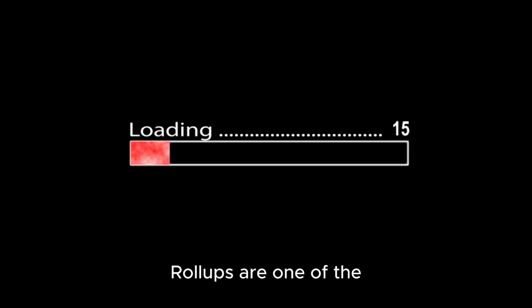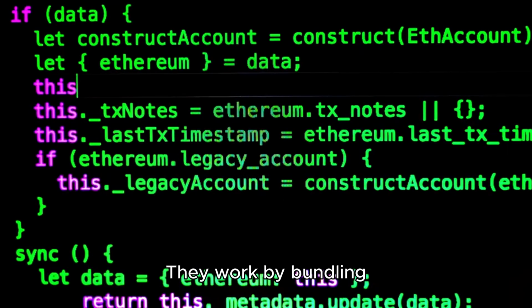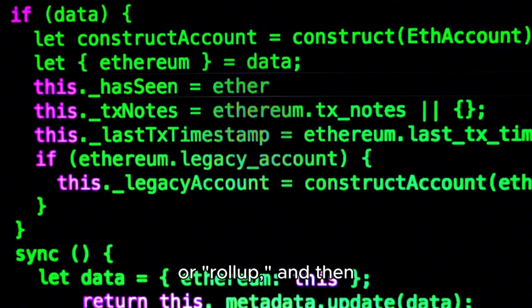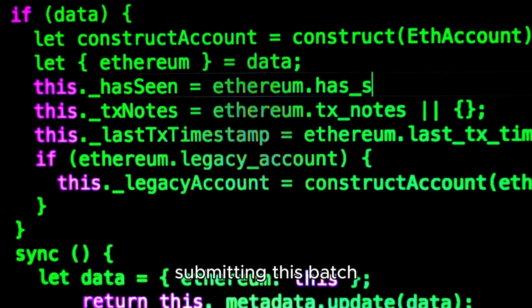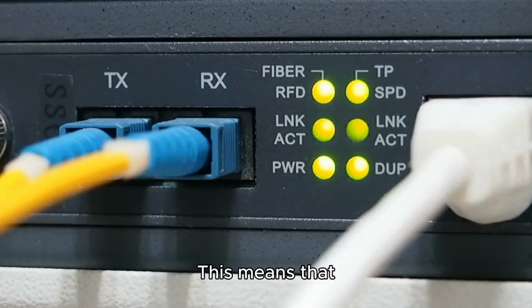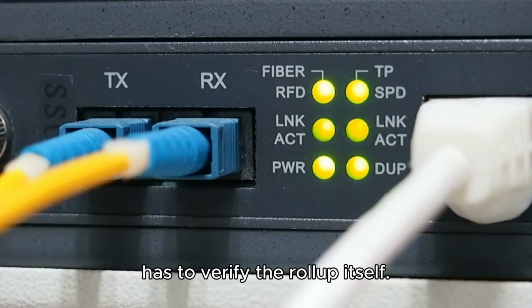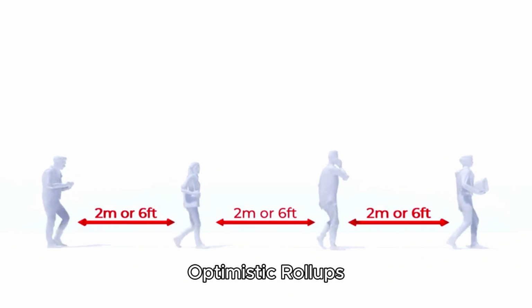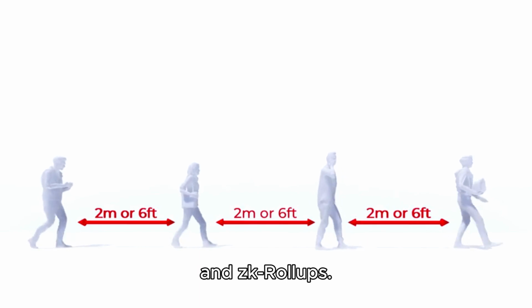Rollups are one of the most widely used Layer 2 scaling techniques. They work by bundling multiple transactions into a single batch or rollup and then submitting this batch to the Ethereum mainnet. This means that rather than processing each individual transaction on Layer 1, the network only has to verify the rollup itself. There are two main types of rollups: optimistic rollups and ZK rollups.